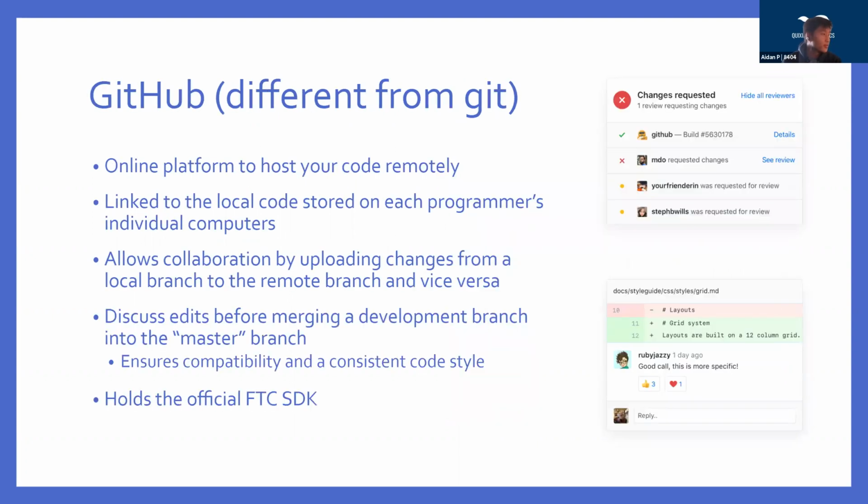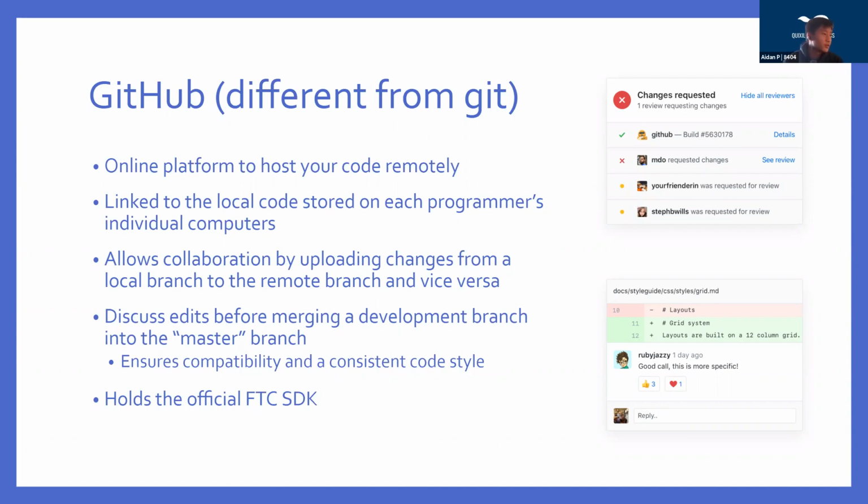Right, so GitHub. GitHub is an online platform to host your code remotely. And just to clarify, it is different than Git. So it hosts the remote repository. Git does not host your remote repository. GitHub is the owner of the server which stores your remote repository. Okay. So it's linked to the local codes stored on each programmer's individual computers, and it really helps with collaboration.